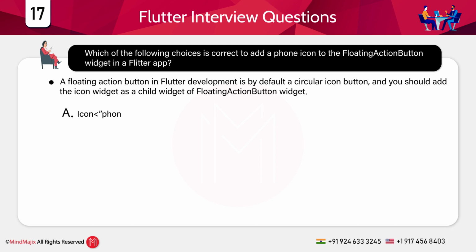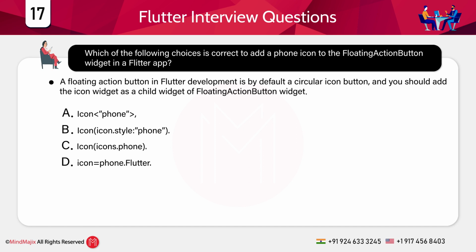First one, that is A. B is Icon(Icons.style.phone). C, Icon(Icons.phone). And D, icon is equal to phone.flutter. So let's check what is the correct answer. It is C, that is Icon(Icons.phone). So this is how we output any icon in our Flutter application. Icon is a widget and within it we use Icons dot and the icon name, whether it's user, security, message, and here we are using phone.